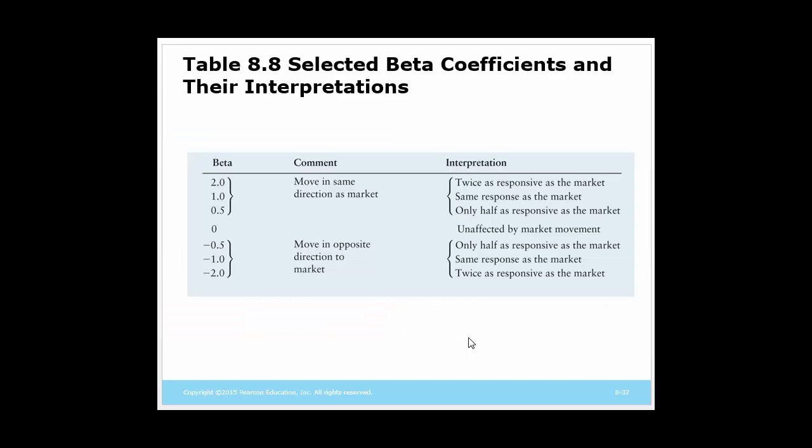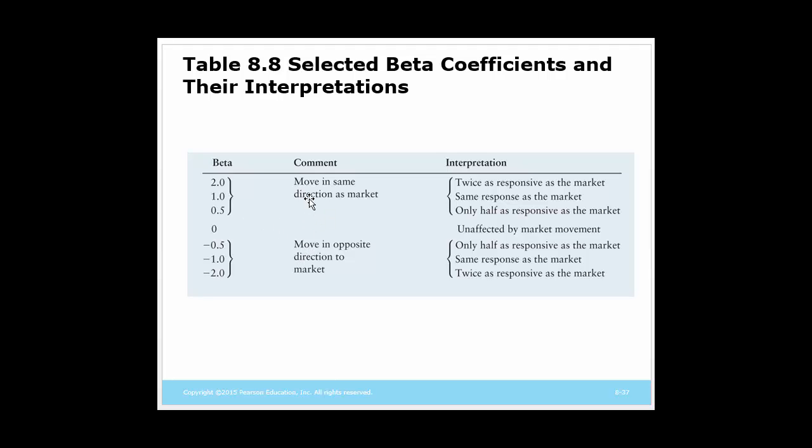So how do we interpret this? Again, 1.0 basically is the same response as the stock market. So anything greater than 1 would be more risky, and anything less than 1 would be less risky.